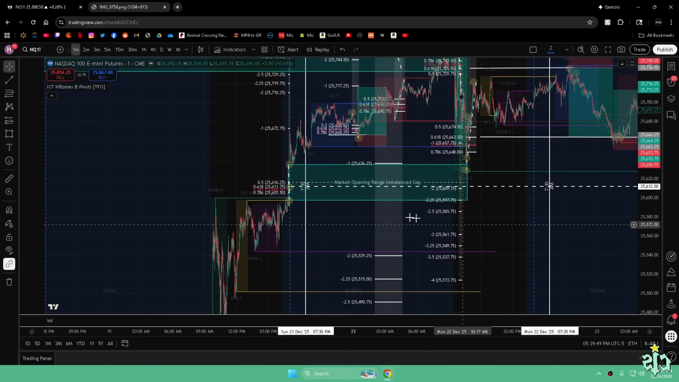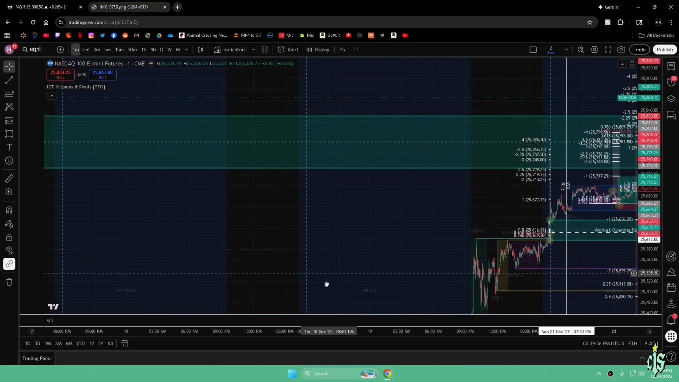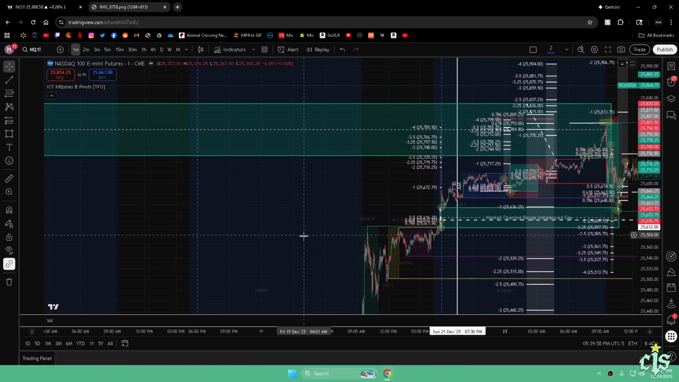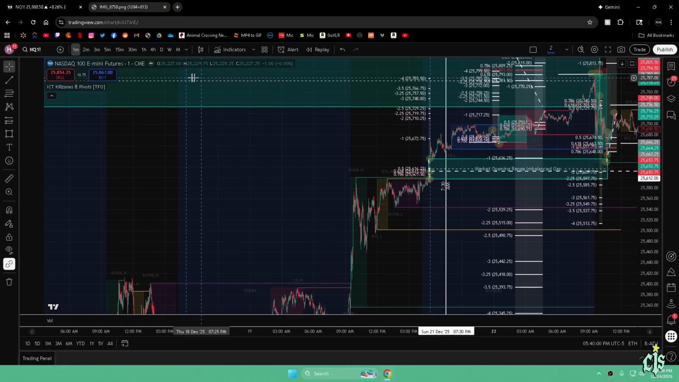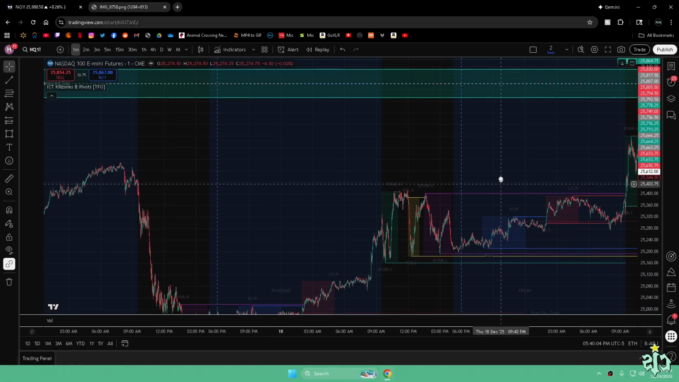Another, or market imbalance, is basically just gaps. You guys know it as fair value gaps, I know it as fair value gaps, everybody knows it as fair value gaps, but I just call it an imbalance, a range imbalance, or a market imbalance gap.